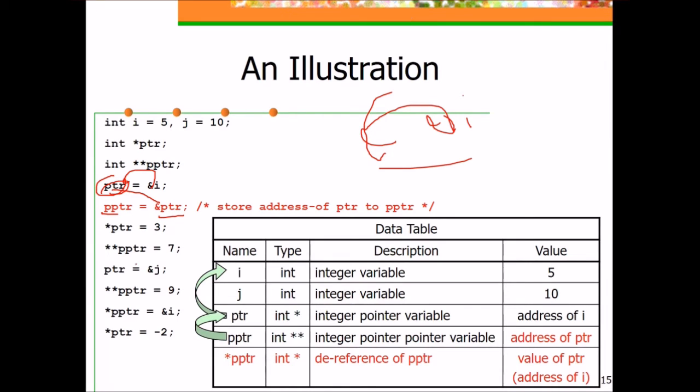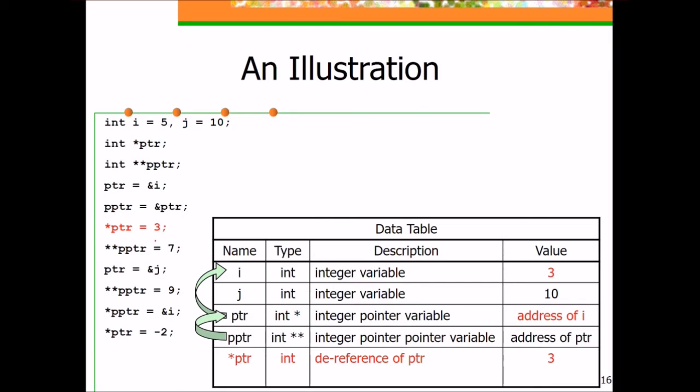And what about *ptr = 3? *ptr is nothing but an integer only. This is a dereference of ptr, so it will contain a value of 3. The address is keeping a value 3 now, so this will be printed as 3. Now *pptr, what is it going to give? This is going to dereference pptr, so actually your i will contain this value only. The value will be 7.